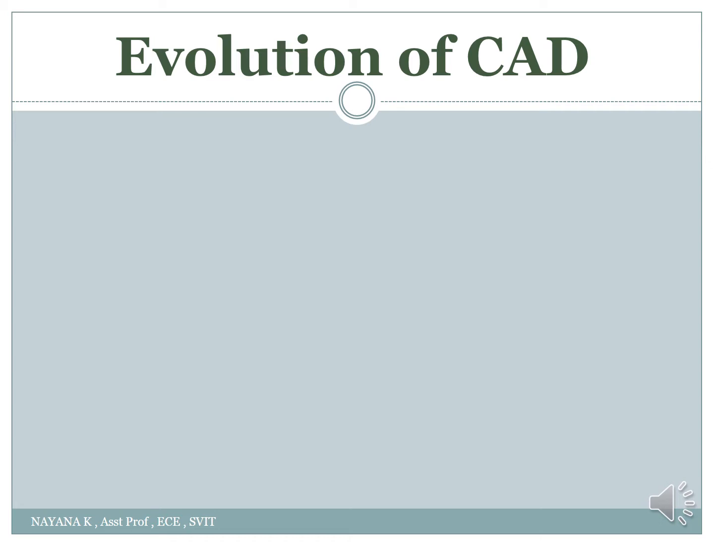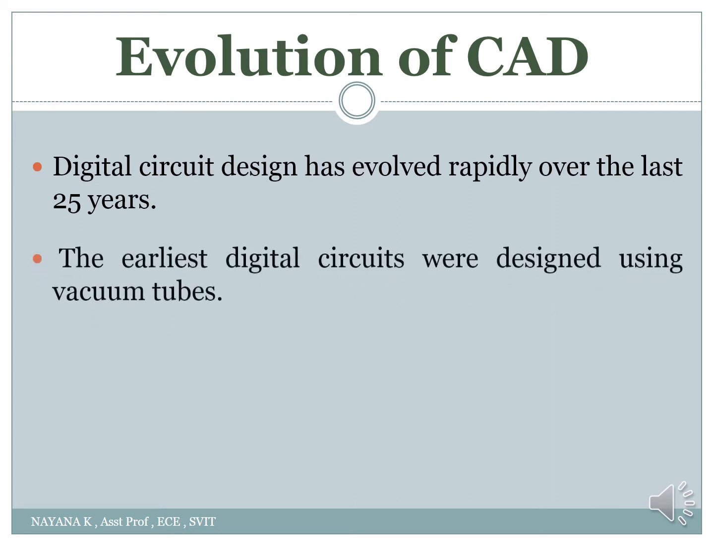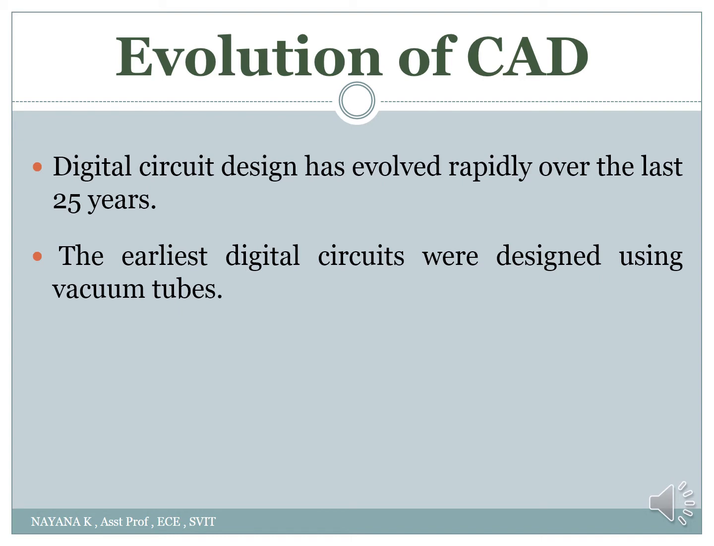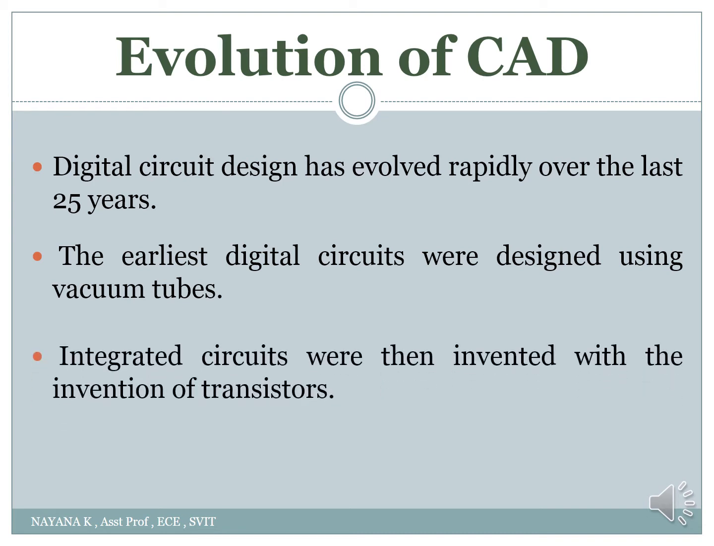We have seen how digital circuits have evolved over the last 25 years. Earlier, digital circuits were built using vacuum tubes. Vacuum tubes were very bulky and they would generate a lot of heat, and the performance of digital systems built using vacuum tubes was less when compared to the performance parameters of the digital circuits which are built in today's era. Later, with the invention of transistors and the subsequent invention of the integrated circuits, the entire digital circuit design entered a new era.